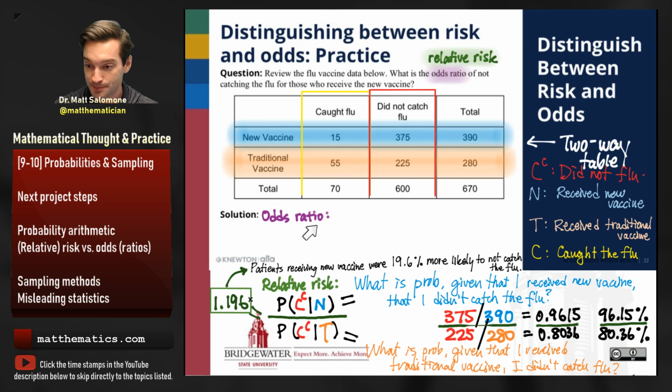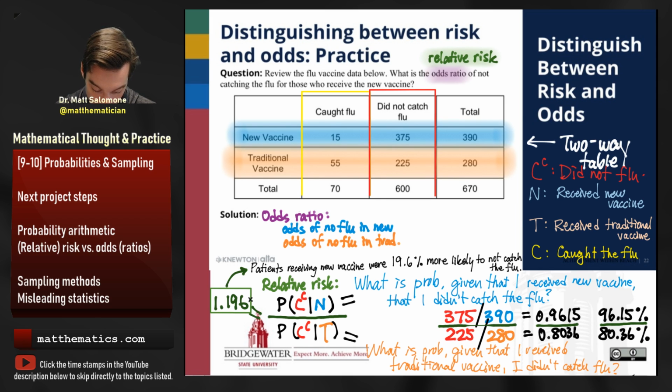So for odds, we're going to do the same process as we did before, except that instead of dividing probabilities, I'm going to divide odds instead. So let me just write that out first. So I'm going to be dividing the odds of no flu in the new vaccine group divided by the odds of no flu in the traditional group.